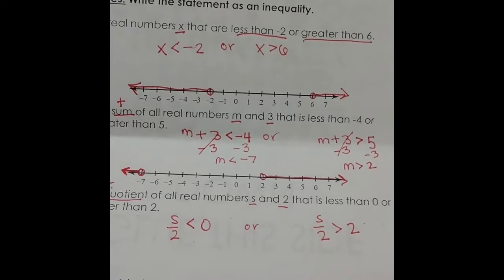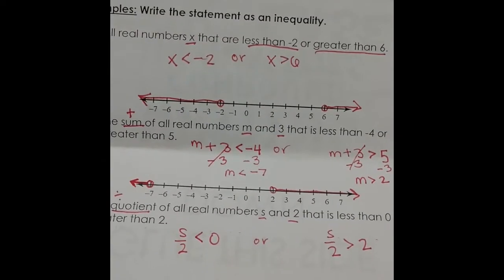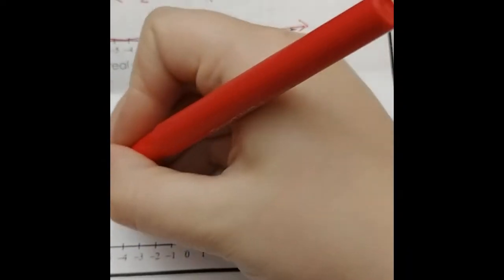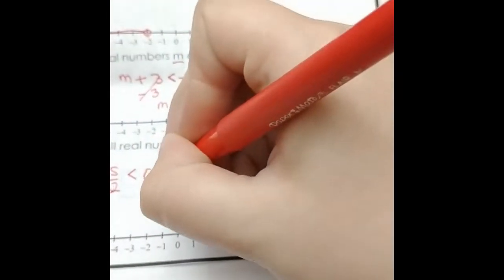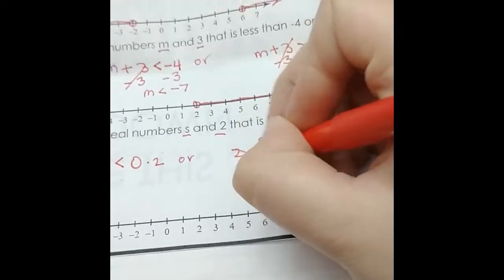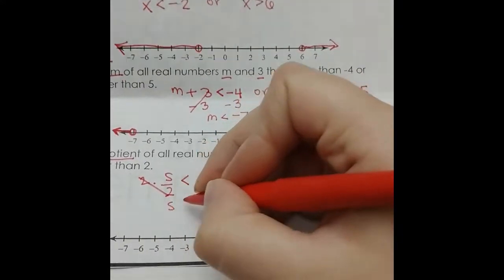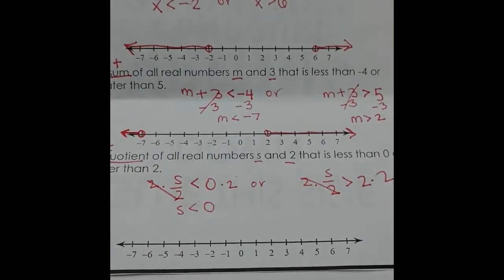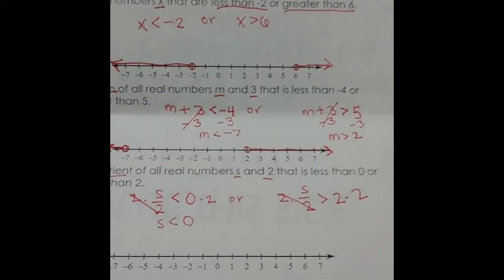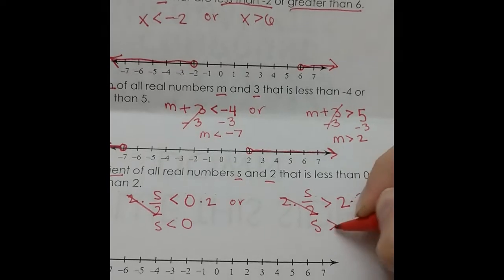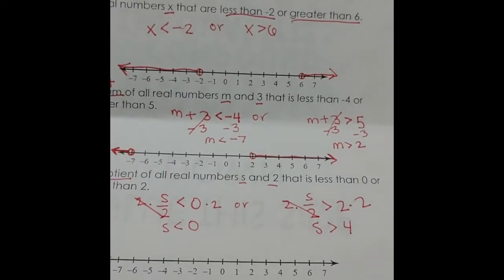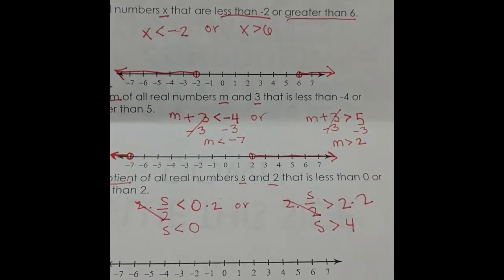So now we just have one-step inequalities here to solve. So we just multiply by 2 on both sides. Multiply by 2. Multiply by 2. Okay, so 0 times 2 is 0, so s is just less than 0. Again, don't be afraid of 0. And 2 times 2 is 4, so s is greater than 4. So those are our two cases. S is less than 0 or s is greater than 4.